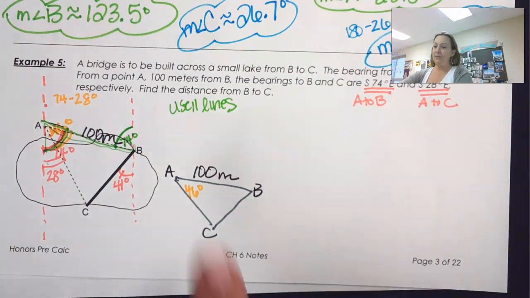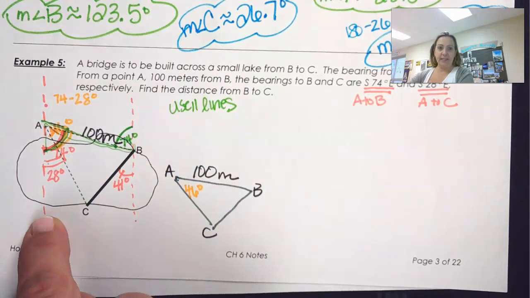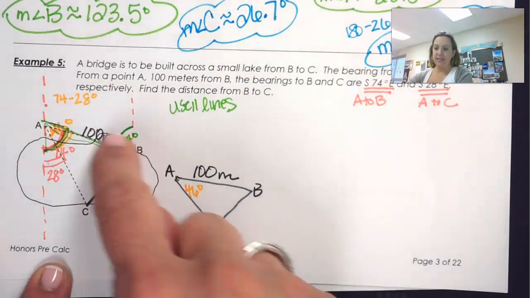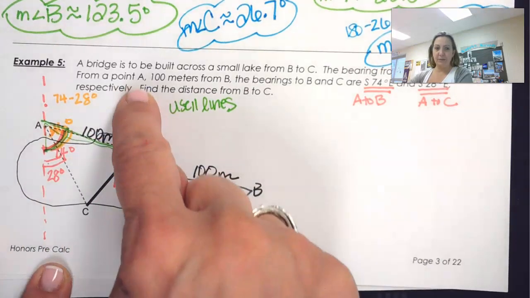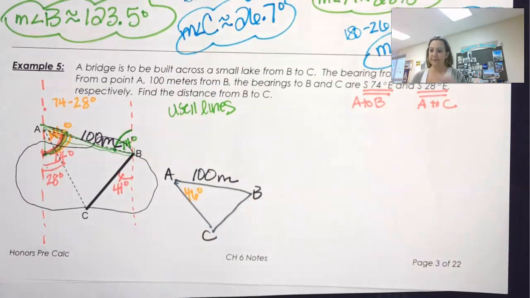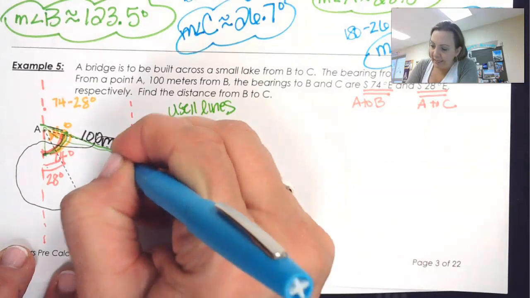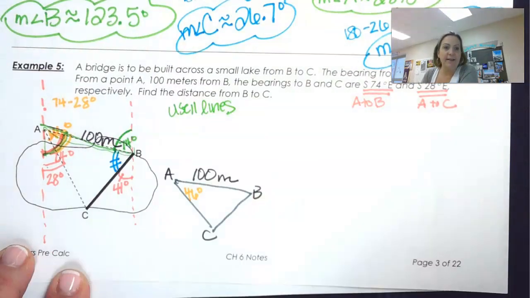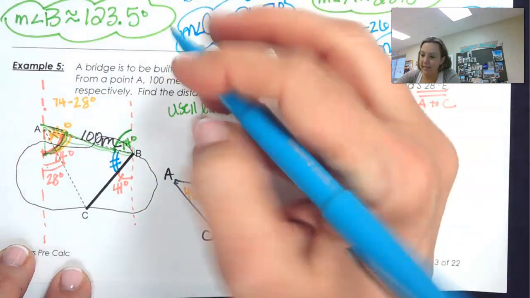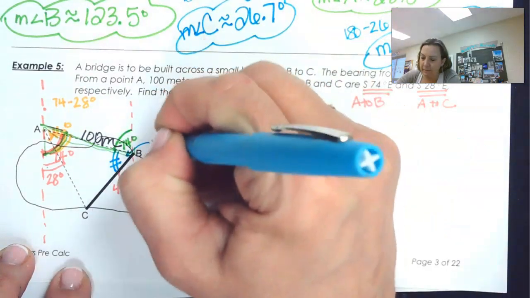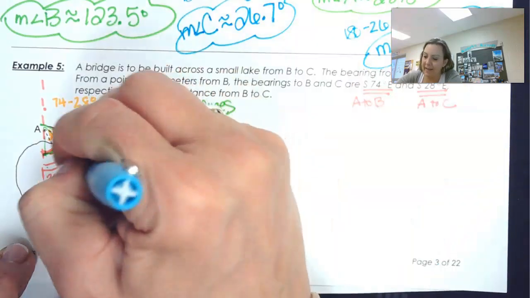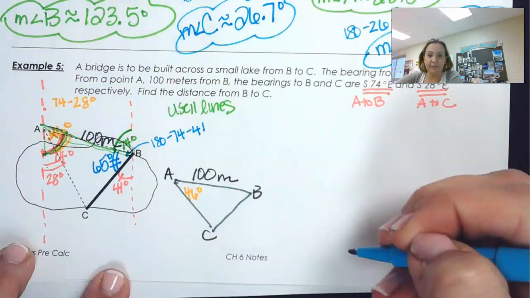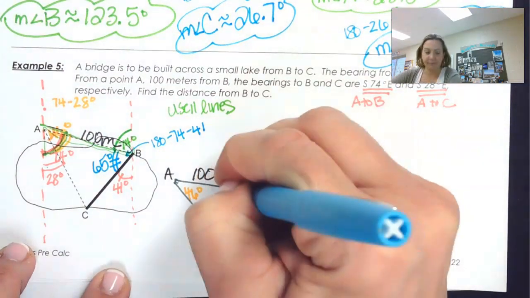Okay. So again, we use the alternate interior angles to say that if this angle here is 74 degrees, by parallel lines, this angle would have to be 74 degrees. And then from there, we're able to find this angle. To find this angle, we can take 180 minus 74 minus 41. And so we find that that is 65 degrees. Well, I can label that right here.